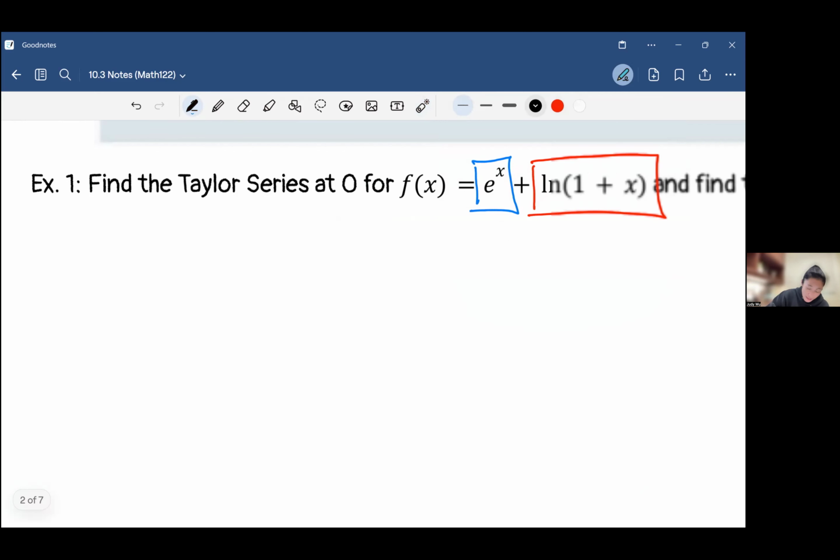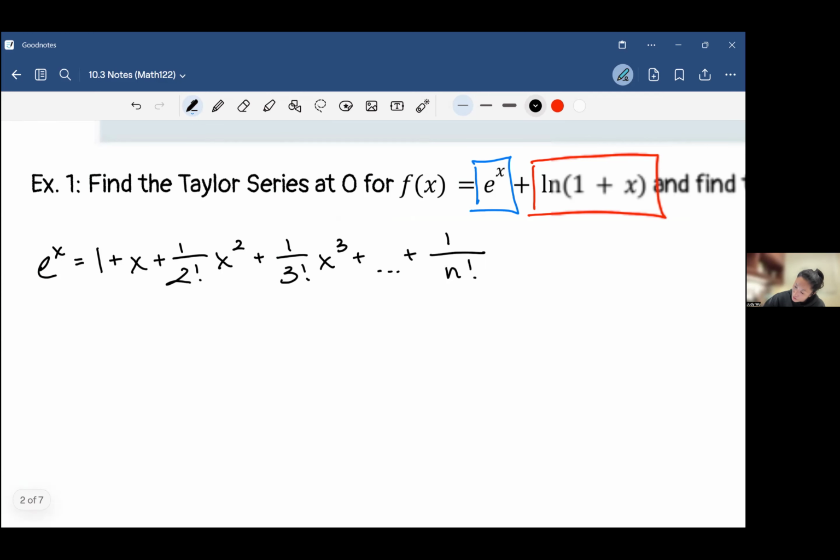So let's take a look at our Taylor series for e to the x. If you turn back to the other page, you'll see that it's 1 plus x plus 1 over 2 factorial x squared plus, we could even say 1 over 3 factorial x to the 3 plus, we keep adding until we get to 1 over n factorial x to the n, and then we keep going, okay?